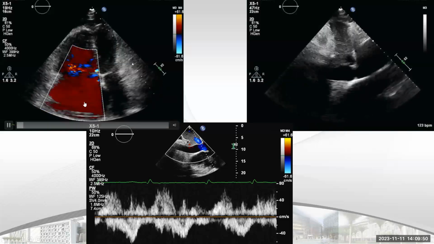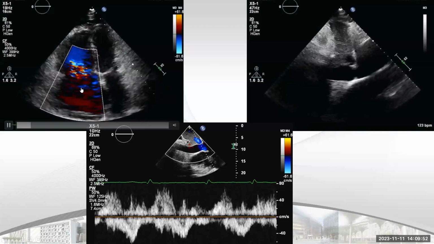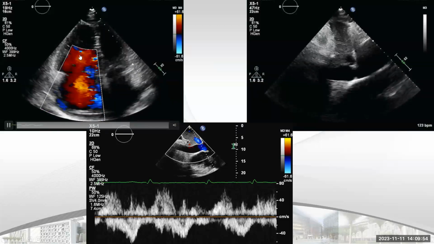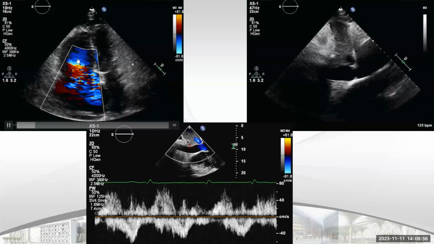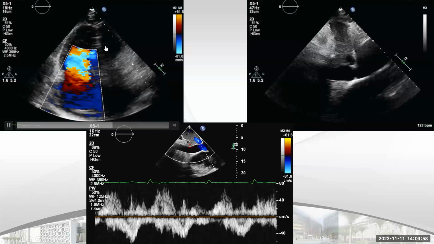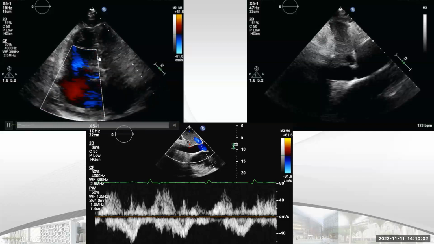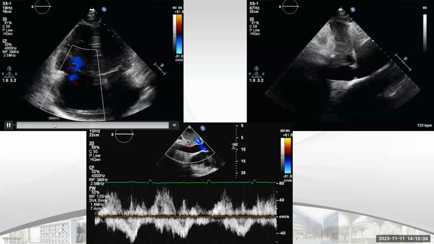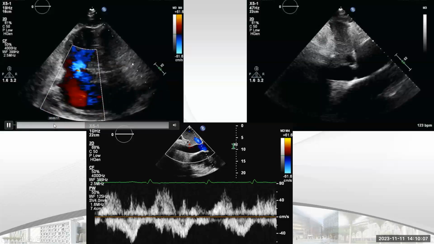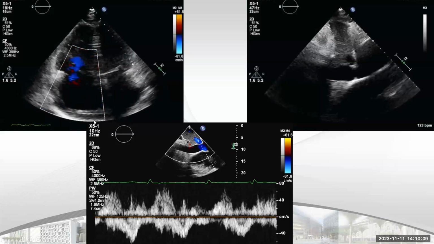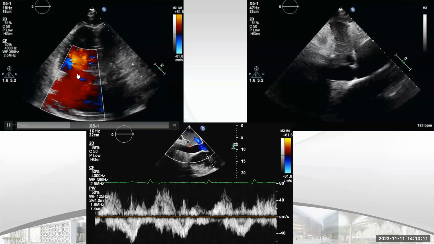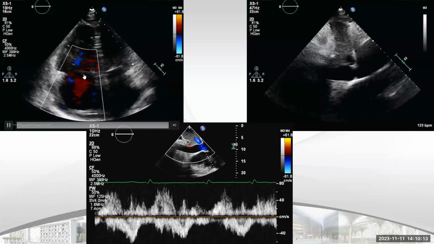As you see, the right atrium here is severely dilated. The right ventricle is severely dilated. The septum is pushed toward the LV. That means we have pressure and volume overload. So you are dealing with severe pulmonary hypertension. But what is the hint here for severe TR? Is it the jet-like area here? Is it the color? No.